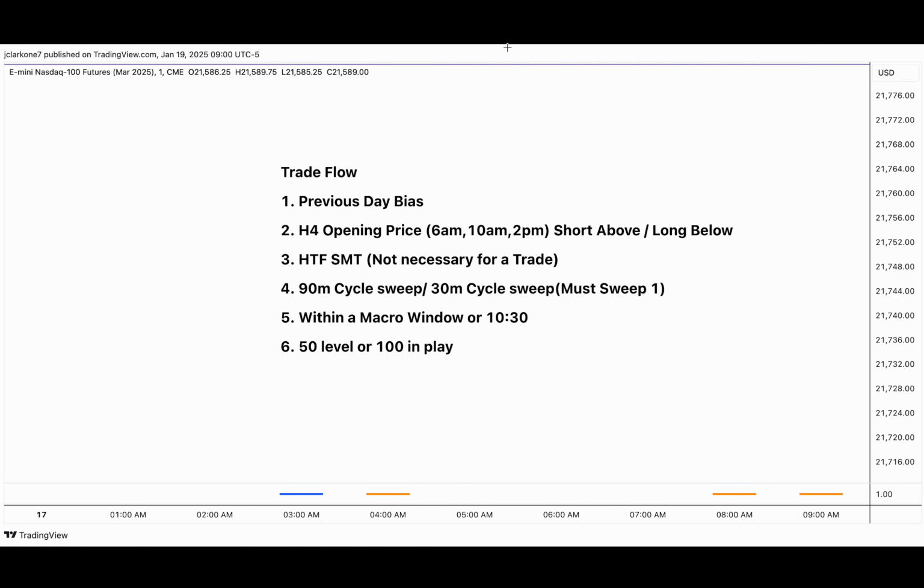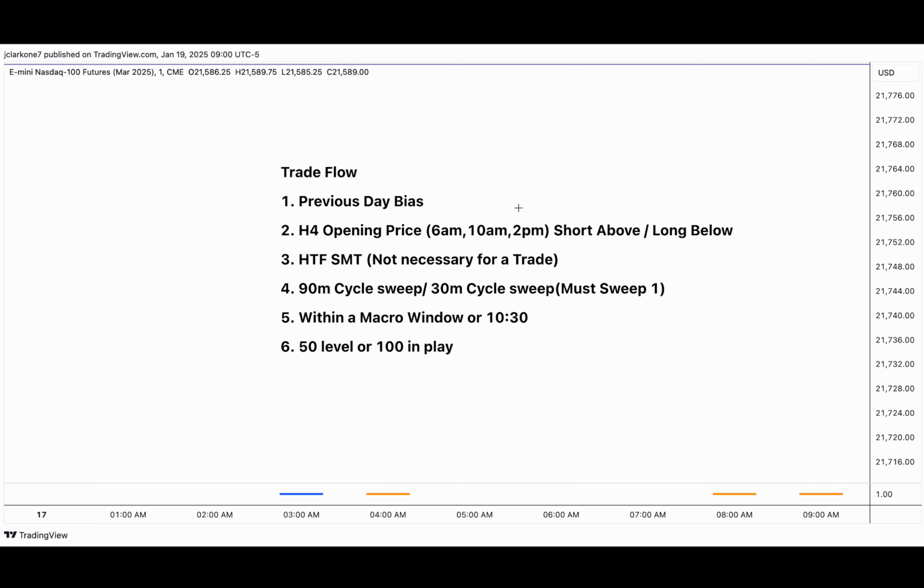All right, so this is what I have next to my computer. You already have access to this, so I'm not going to spend too much time on it. But previous day bias, I like to take a look at the daily chart, and that was really valuable this week for Friday's trades. I have a couple videos on that as well on YouTube. But the main thing with the strategy is the H4 opening price.